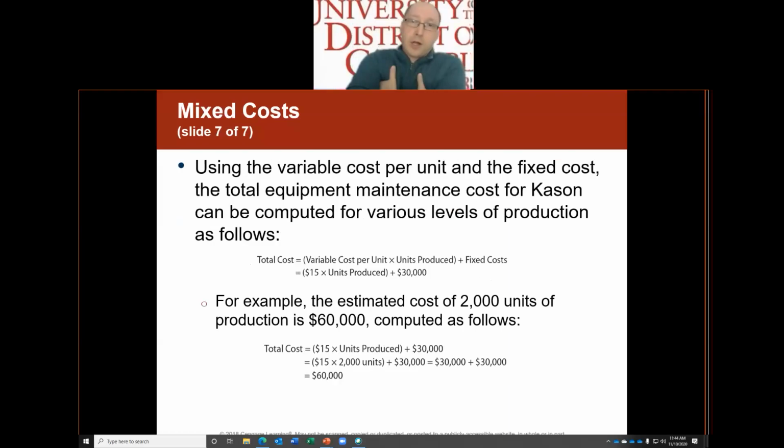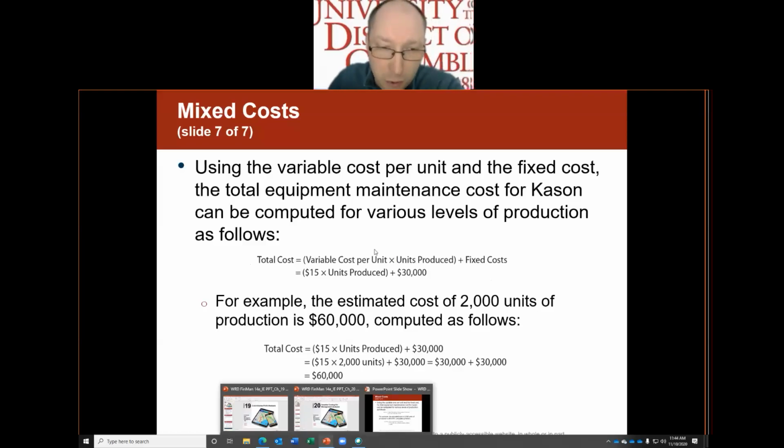So using the variable cost per unit and the fixed cost, the total equipment maintenance cost for the company can be computed for the various levels of production by looking at the following. We have our total cost. What is total cost? Well, we know that total cost is variable cost plus fixed cost. Our variable cost is $15 per unit times the number of units produced, plus our fixed cost. Fixed cost we determined is $30,000.